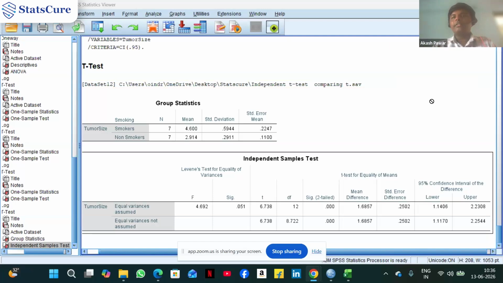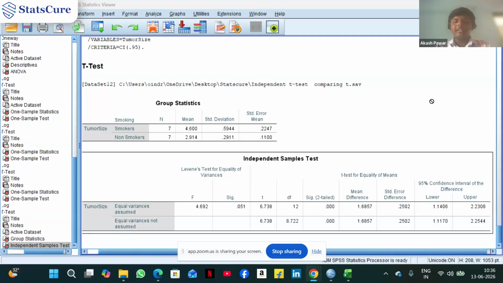What is our aim to say? Ideally, we should be proving that being a smoker, tumor size would be higher, right? Yes, that becomes our research question. And that's how our alternate hypothesis gets created. So we say that yes, tumor size in smokers is definitely not similar to the tumor size in non-smokers. That's what we want to prove, right? So that is our H1.